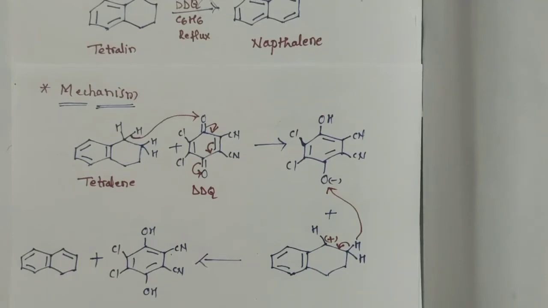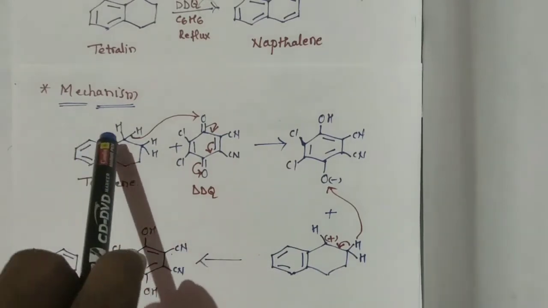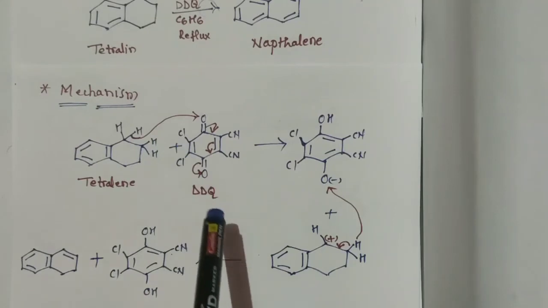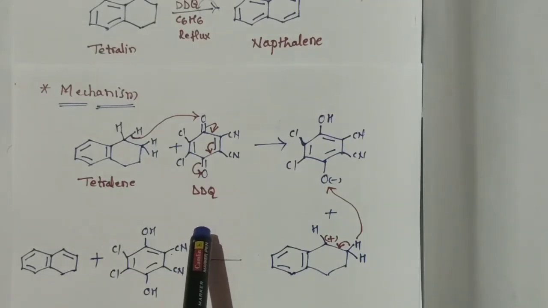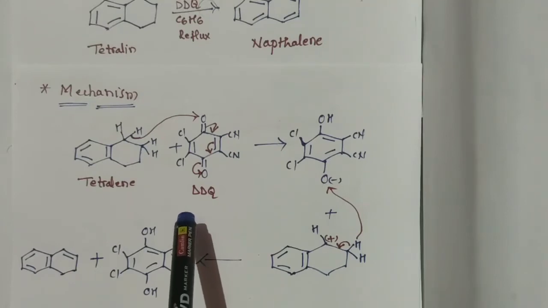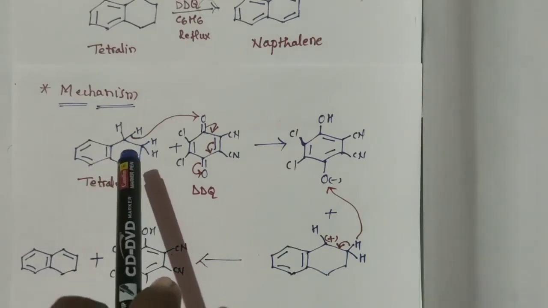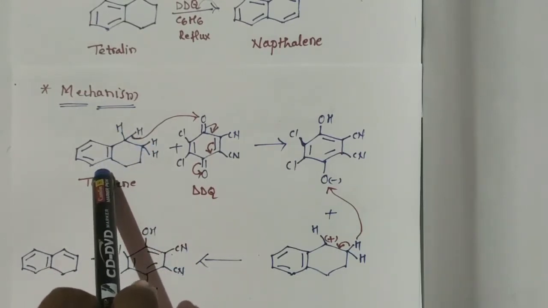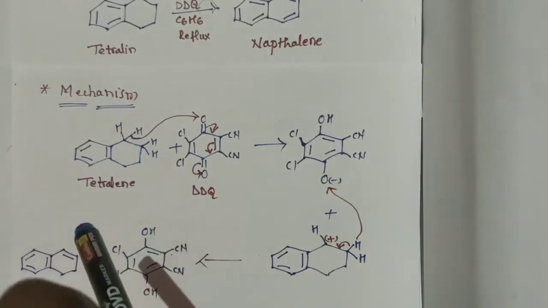The DDQ, as we all know, abstracts a hydride ion particularly from an allylic carbon atom. That allylic carbon atom we just represent in a cyclic molecule. Here this carbon atom is called a benzylic carbon atom. So allylic or benzylic carbon atom. The DDQ abstracts that hydrogen particularly from a benzylic carbon atom, that is, a carbon atom attached to the benzene ring.